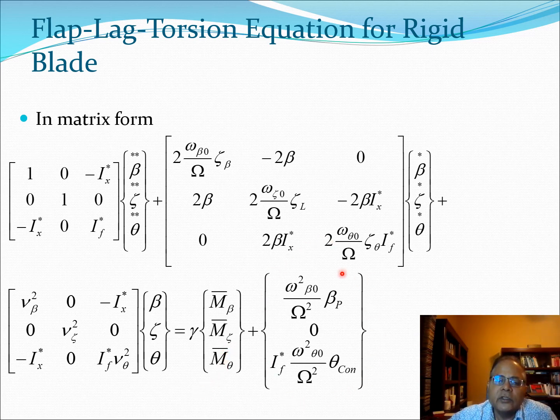And then here on this side, we have the remnant terms. We essentially have the constant terms. One of these is coming from pre-con and the other is coming from the theta con, which is a spring type term.